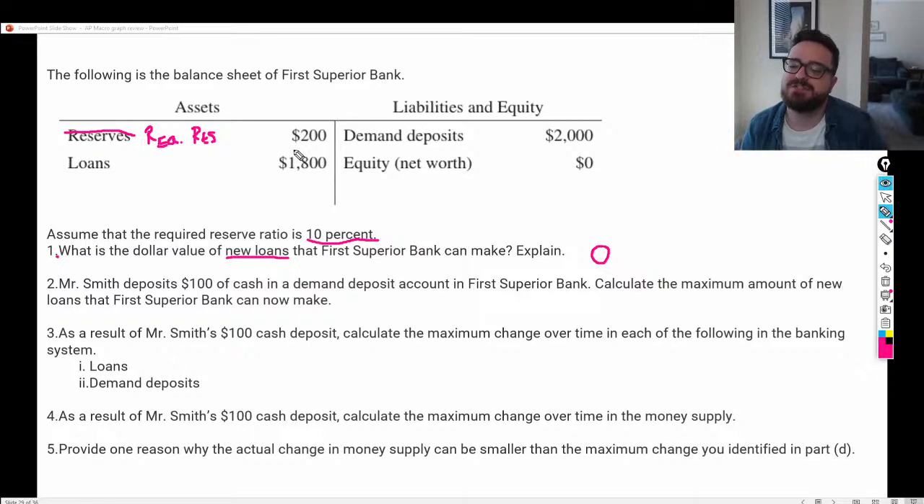2. Mr. Smith deposits $100 of cash in a demand deposit account in First Superior Bank. Calculate the maximum amount of new loans that this bank can now make. So how much in new loans can this bank now make? Well, out of this $100 deposit, remember they couldn't loan out anything before, so it's going to be something plus 0. Out of this $100, the bank will have to hold on to 10% of it. So $10 goes to the required, and then $90 goes to the excess.